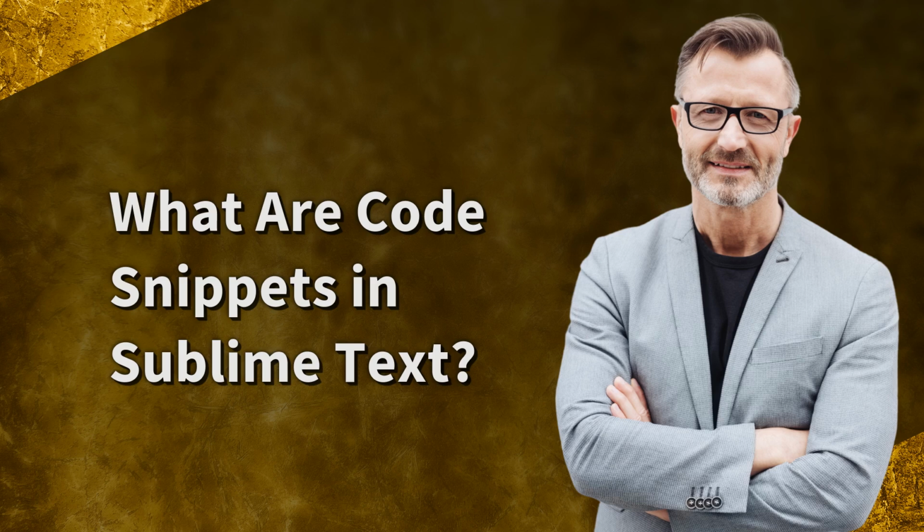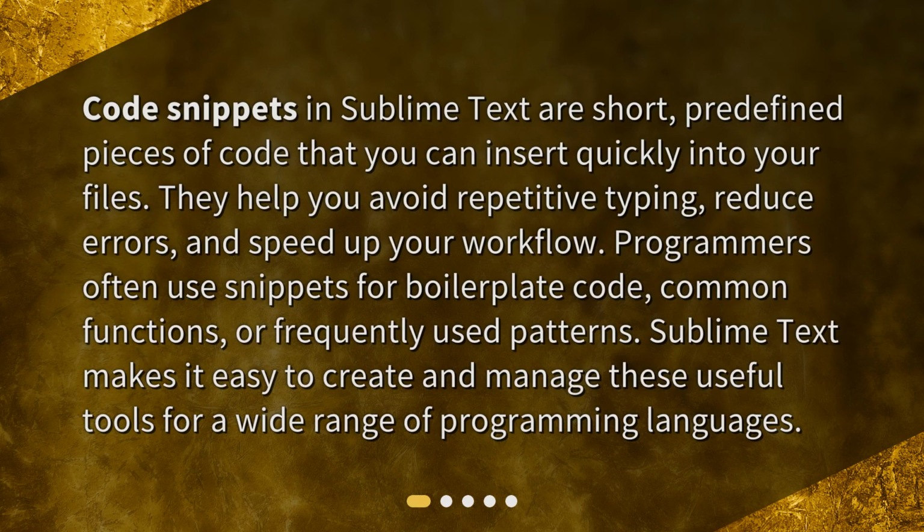What are code snippets in Sublime Text? The code snippets in Sublime Text are short, predefined pieces of code that you can insert quickly into your files. They help you avoid repetitive typing, reduce errors, and speed up your workflow. Programmers often use snippets for boilerplate code, common functions, or frequently used patterns. Sublime Text makes it easy to create and manage these useful tools for a wide range of programming languages.